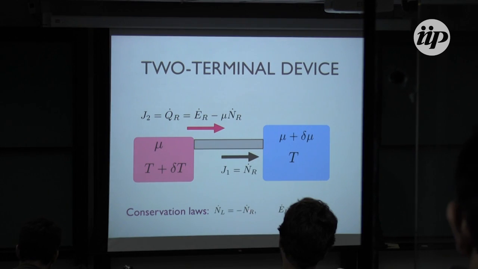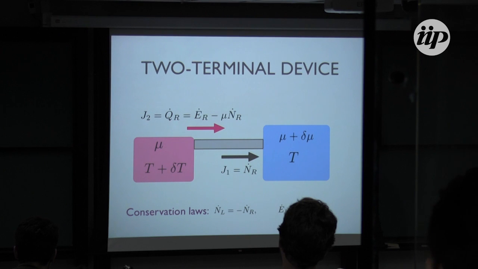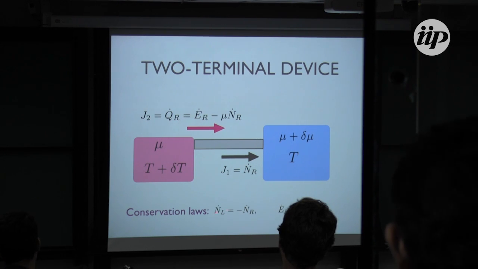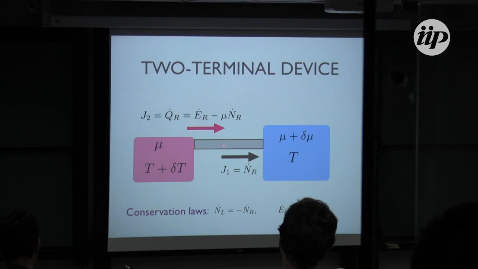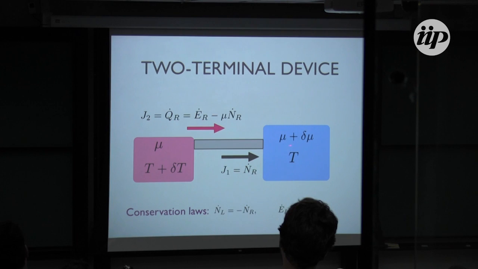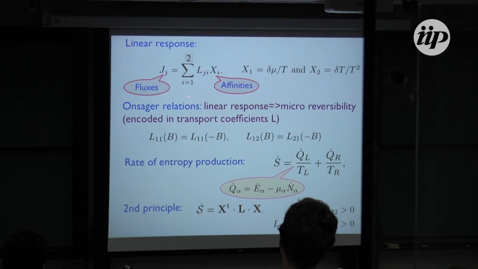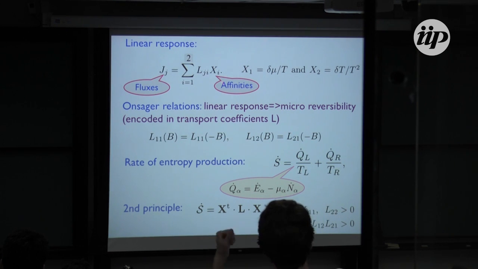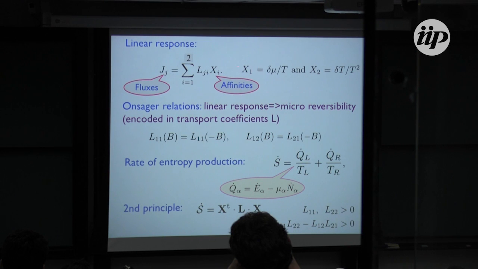The first fundamental law is the conservation of the charge and the conservation of the energy. So it says all the charge leaving the left reservoir has to be injected into the right one, and the same thing happens with the energy. In linear response, we assume that there is a linear relation between fluxes and affinities. The relevant fluxes in this device are the charge flux and the heat flux, and the affinities are related to the difference of the chemical potential and the difference of temperature.